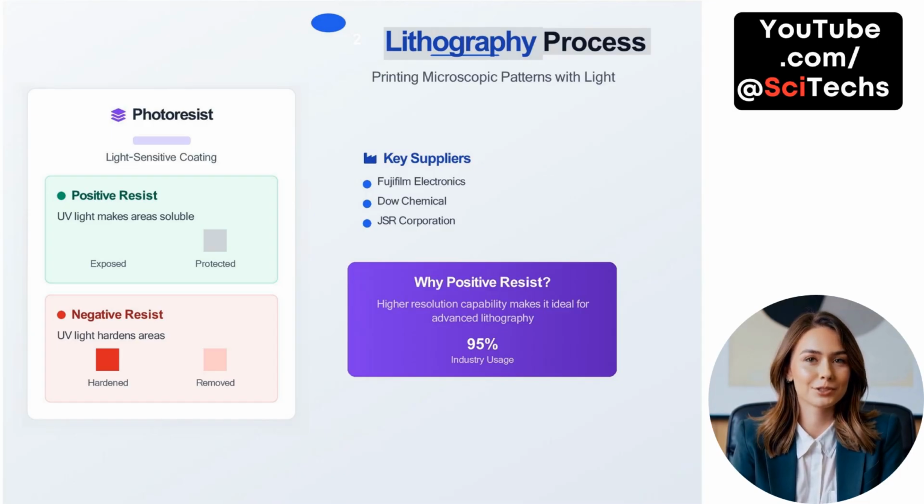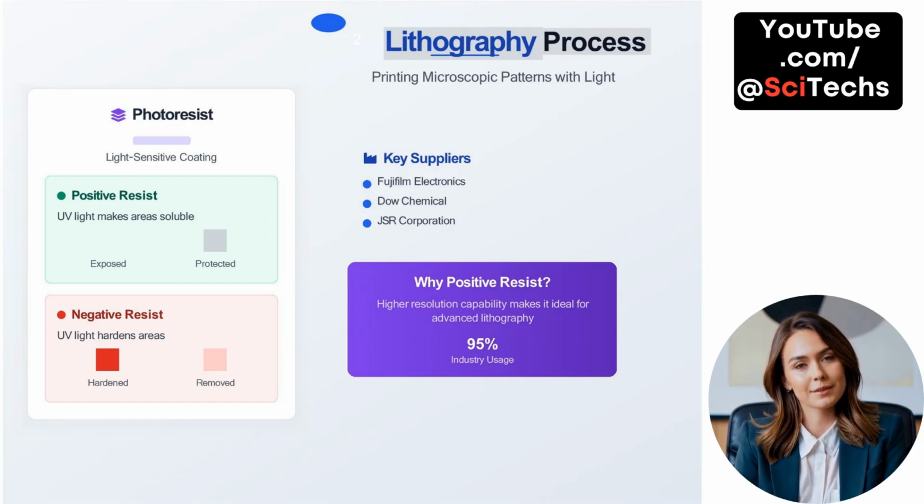Positive resist becomes soluble when exposed to ultraviolet light, which allows the exposed areas to be removed, leaving the protected areas behind. Negative resist behaves oppositely. UV light hardens it, so the exposed areas remain, and unexposed areas are removed.